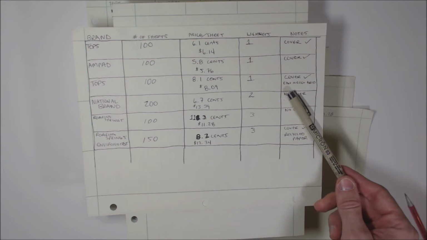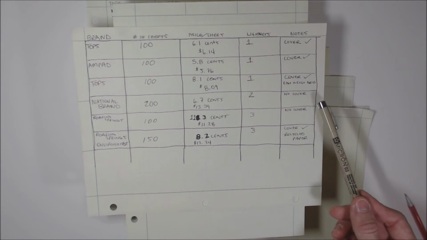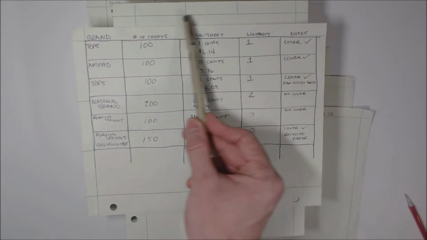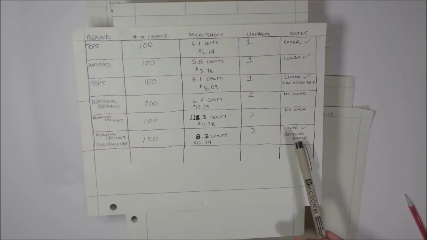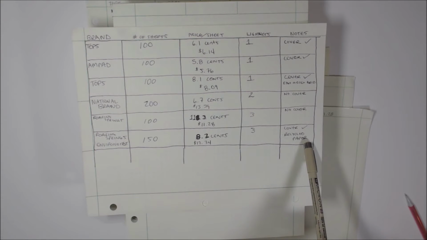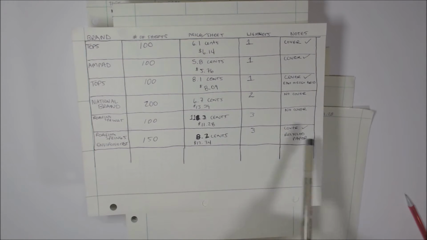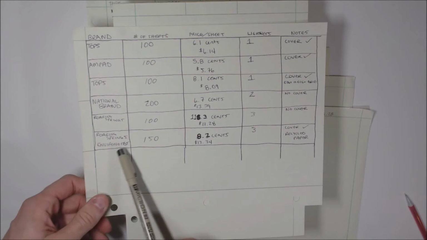Like for instance, this one's edge to edge grid. All the other tablets have just this blank border like this. And then finally, there was one I found that was using mostly recycled paper. So there's a little bit of premium there, but if that's something that's important to you, it's also on the list.